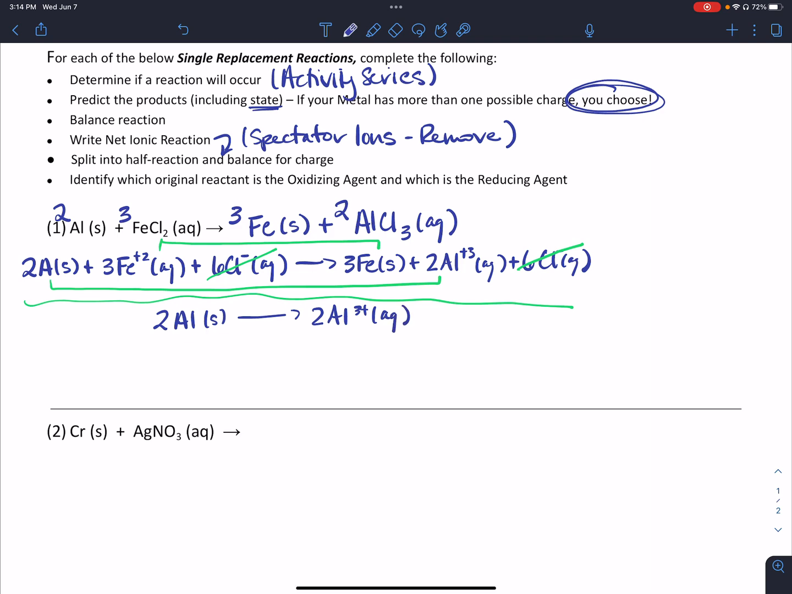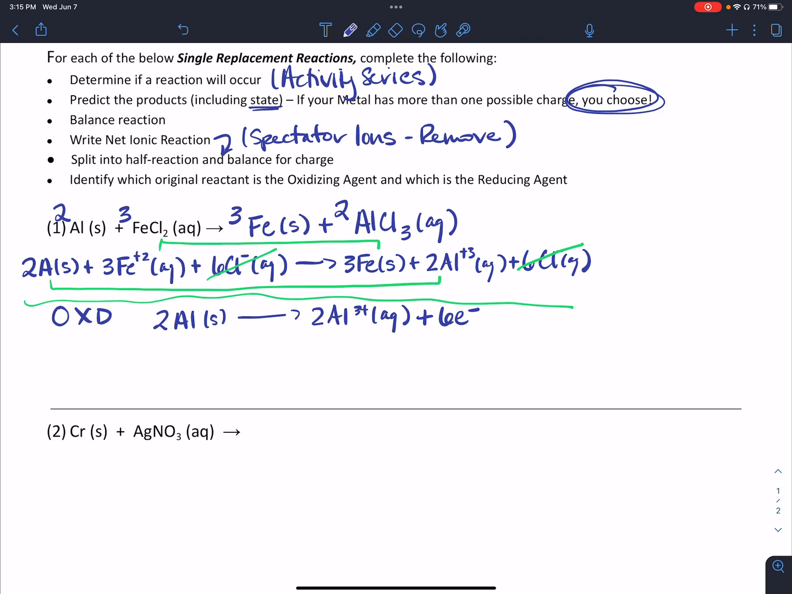All right, so if I look, aluminum is going from an oxidation number of 0 on the reactant side to an oxidation number of +3 on the product side. So its oxidation number went up, which means that it has lost electrons. So this is going to be my oxidation half reaction. To balance for charge, I'm neutral on the reactant side and +6 on the product side. So I'm going to need to add 6 electrons to that product side to balance charge.